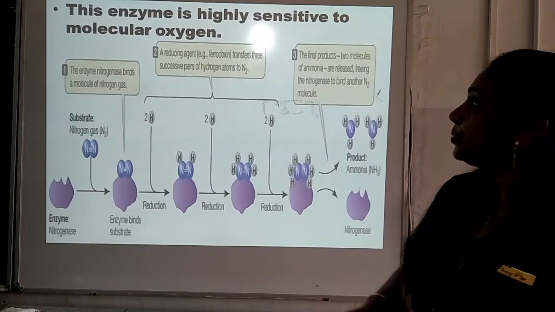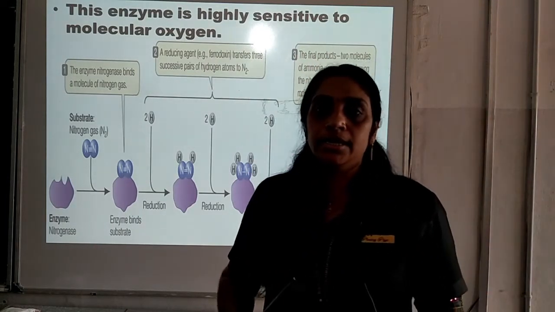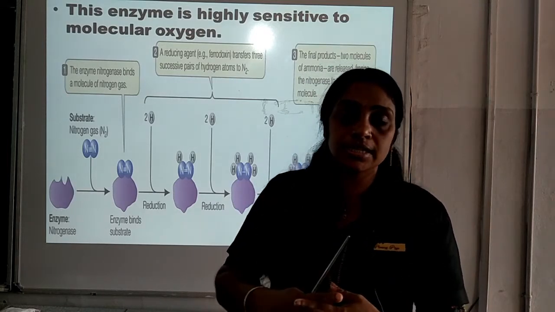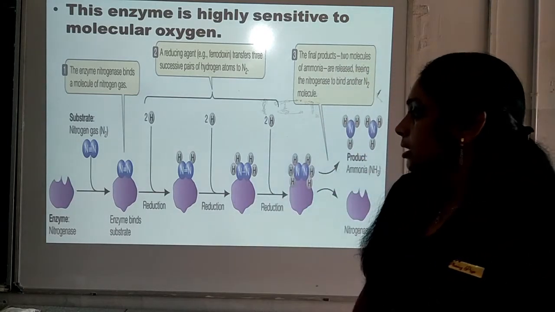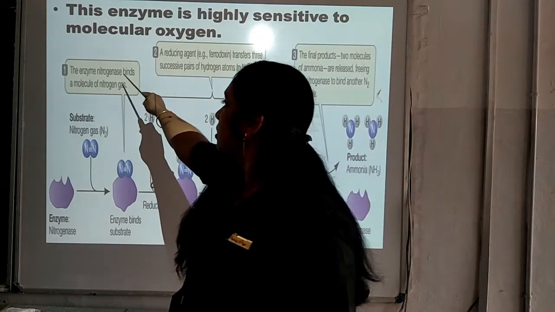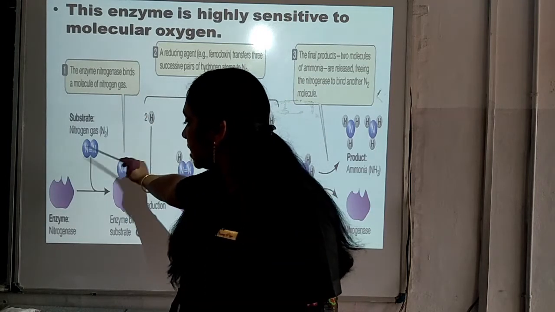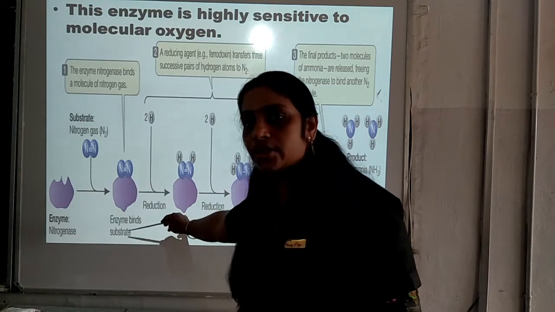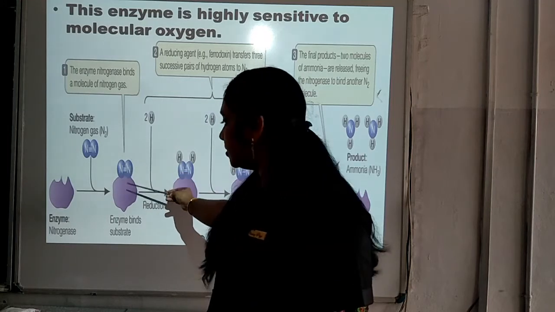Now, we can see this enzyme is highly sensitive to molecular oxygen. That means, if the concentration of oxygen is high, it will be binding with oxygen. Here we can see what is happening. The enzyme nitrogenase binds to the nitrogen gas molecule, forming an enzyme substrate complex, where this is the substrate and this is the enzyme.